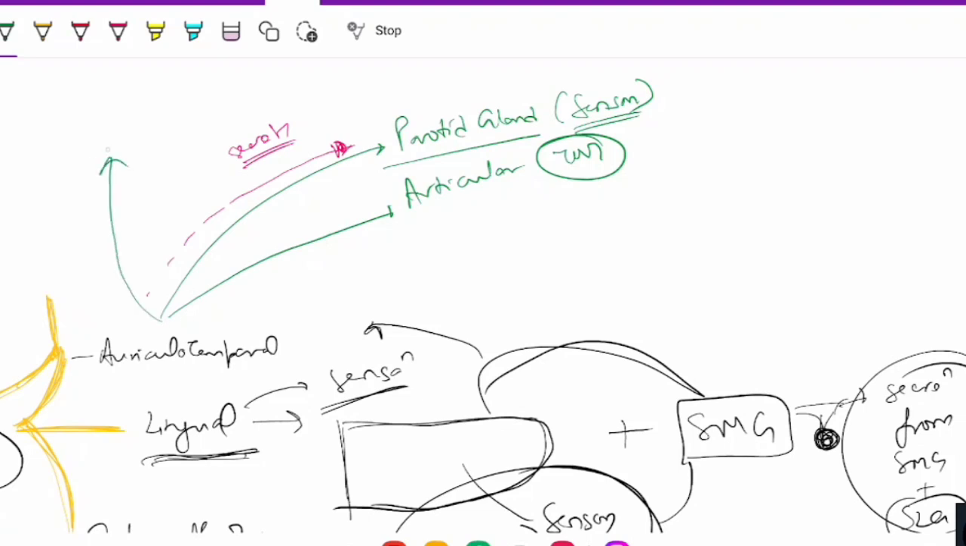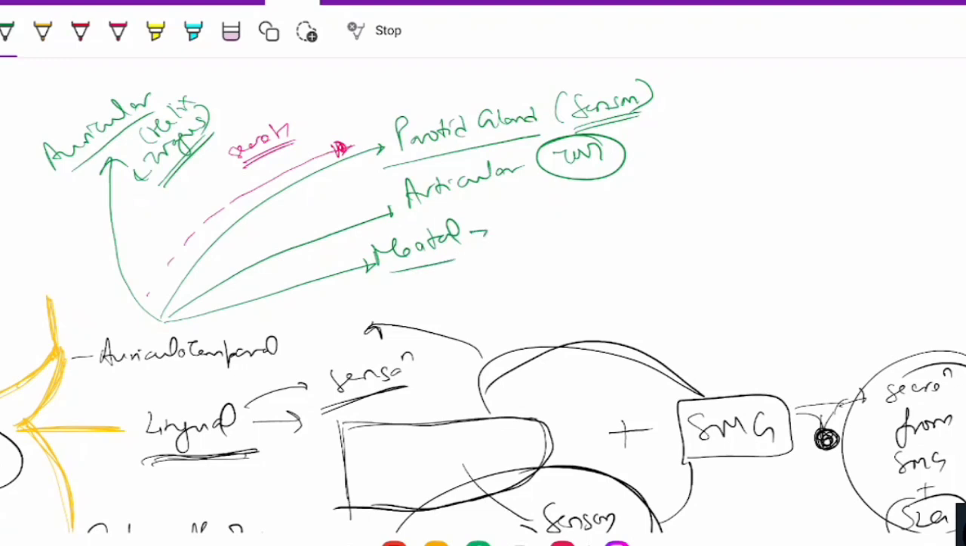Another is auricular branch. Auricular means branches to ears, more precisely helix and tragus. Right? And one is meatal branch. Meatal branch is external auditory meatus. So skin lining the meatus, skin over meatus, and outside of tympanic membrane.